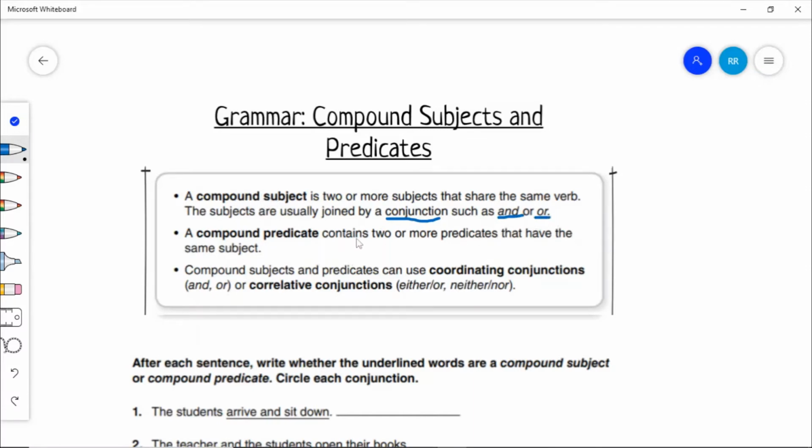A compound predicate contains two or more predicates that have the same subject. Same idea. When I say compound, more than one, so two or more. Now, compound subjects and predicates can use coordinating conjunctions. Don't worry about the names, we're going to be repeating them a lot, so you will memorize them by repetition. Coordinating conjunctions, which are these, and or, just like we joined and or before, or something called correlative conjunctions, which are these, usually used together: either or, neither nor. Don't worry about it, we will look at some examples and you will understand.